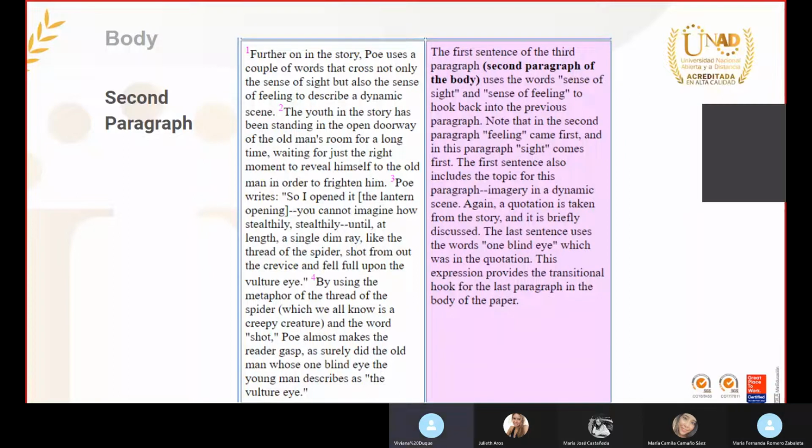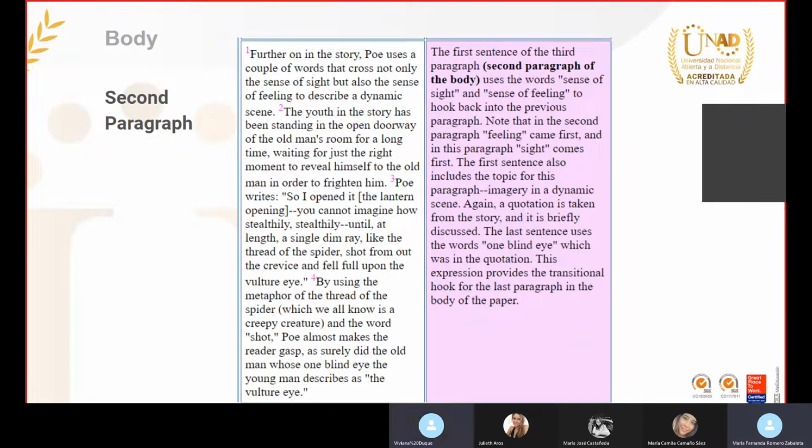By using the metaphor of the thread of the spider, which we all know is a creepy creature, and the word shot, Poe almost makes the reader gasp, and surely did the old man whose one blind eye the young man described as the vulture eye.